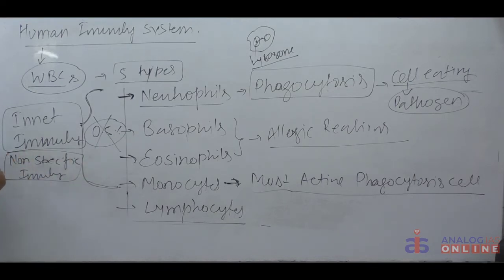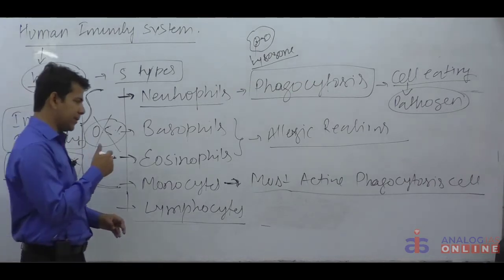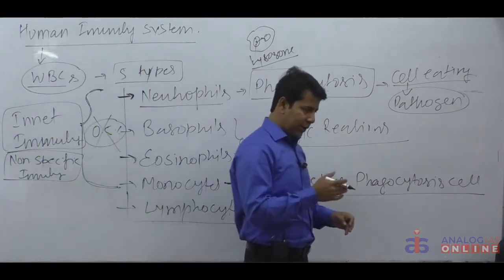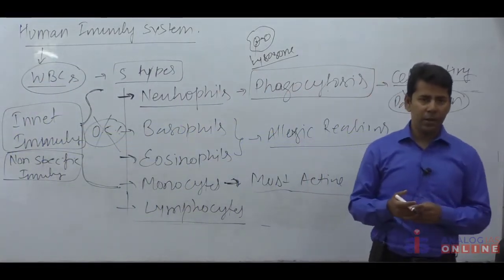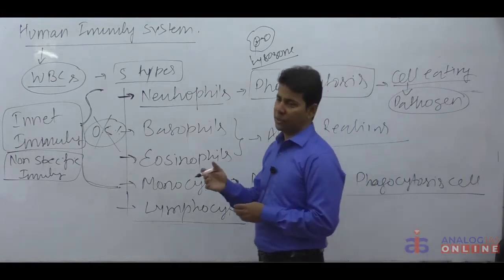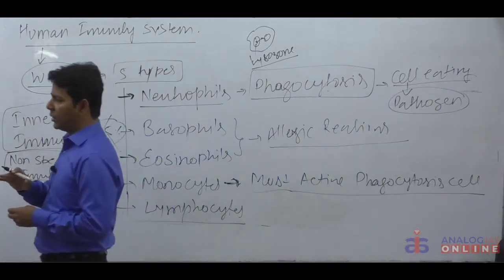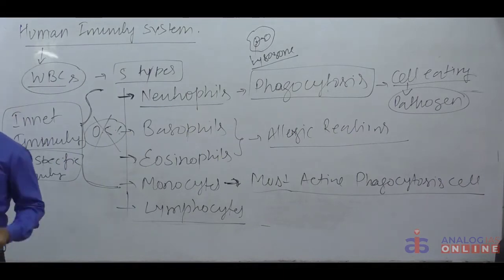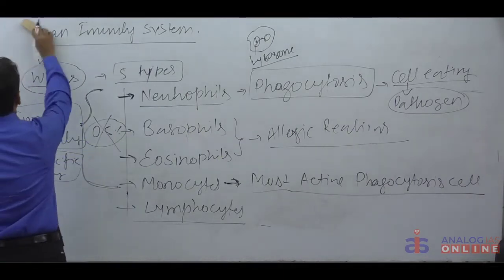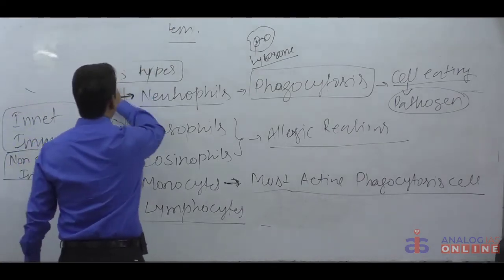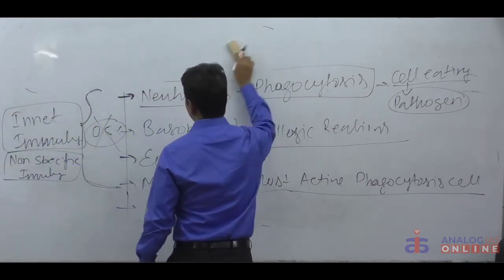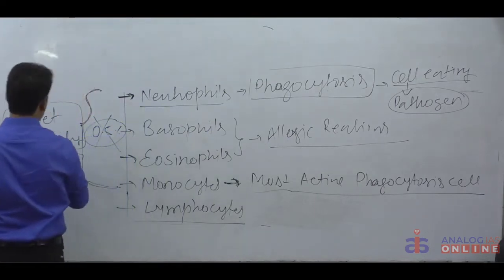Innate and non-specific immunity. That means it won't specify its behavior or working pattern according to the pathogen. Rather, they will kill all the pathogens in the same way, right? But then the last one, I'll write it. The last one was lymphocyte.